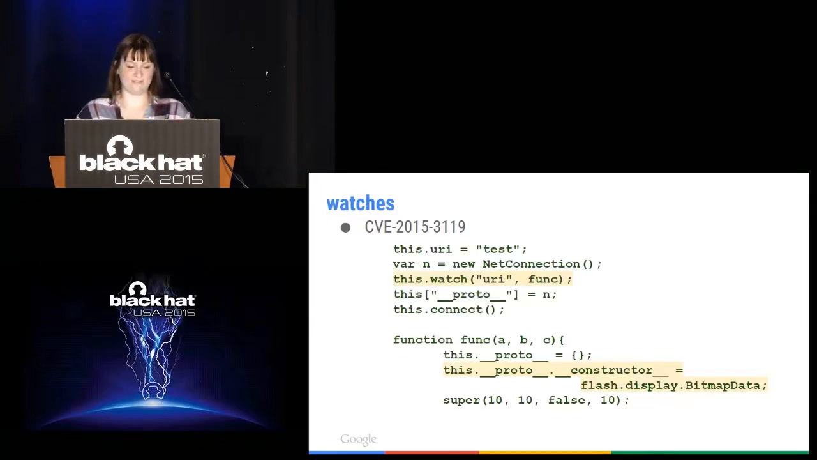And the first thing the connect function does is it makes sure that the thing that's coming in is of the right type, of this net connection type. And then it sets the URI. And the URI, because it has a watch on it, calls into this function, which is once again just a wrapper around the bitmap data constructor, which then basically redefines this object so that it's now a bitmap data object. So then when you return to the main function, it's a bitmap data object, except the function assumes it's a net connection object, and that causes problems.